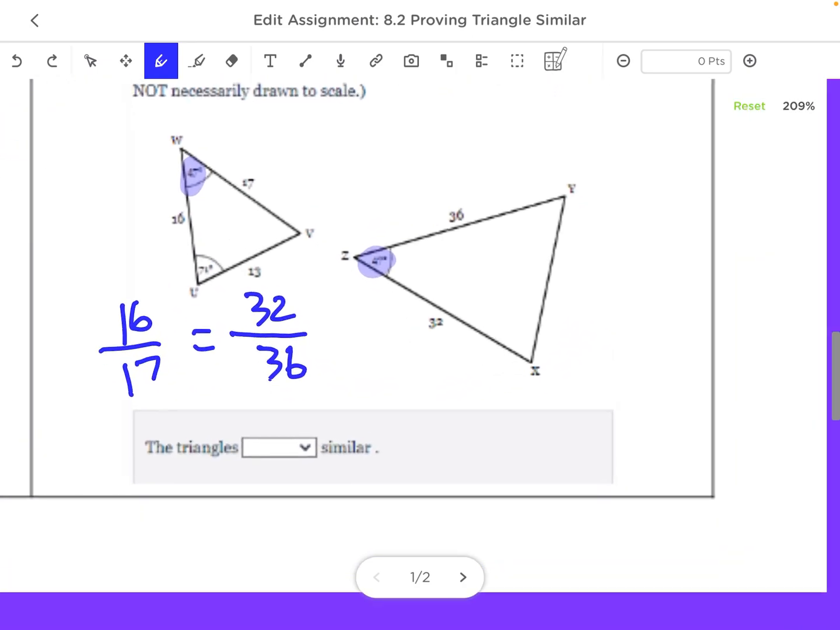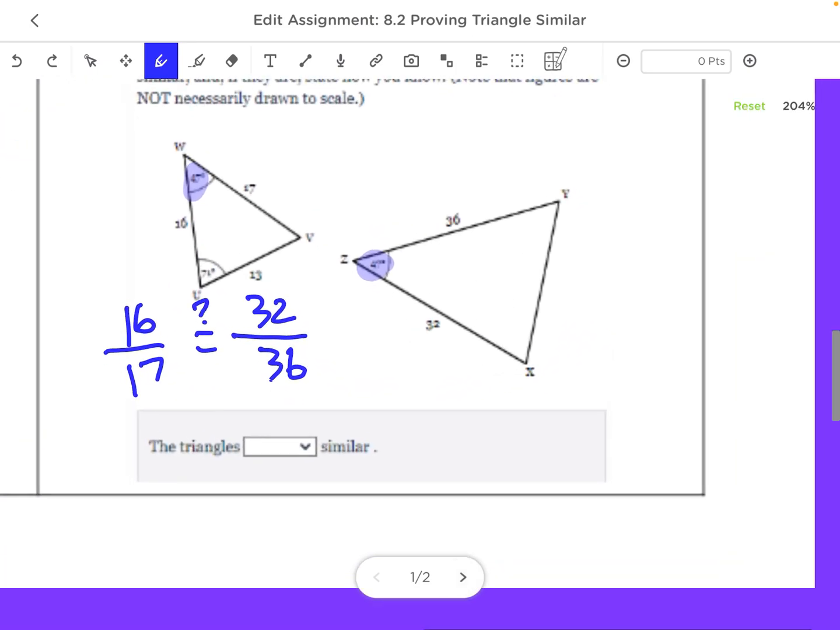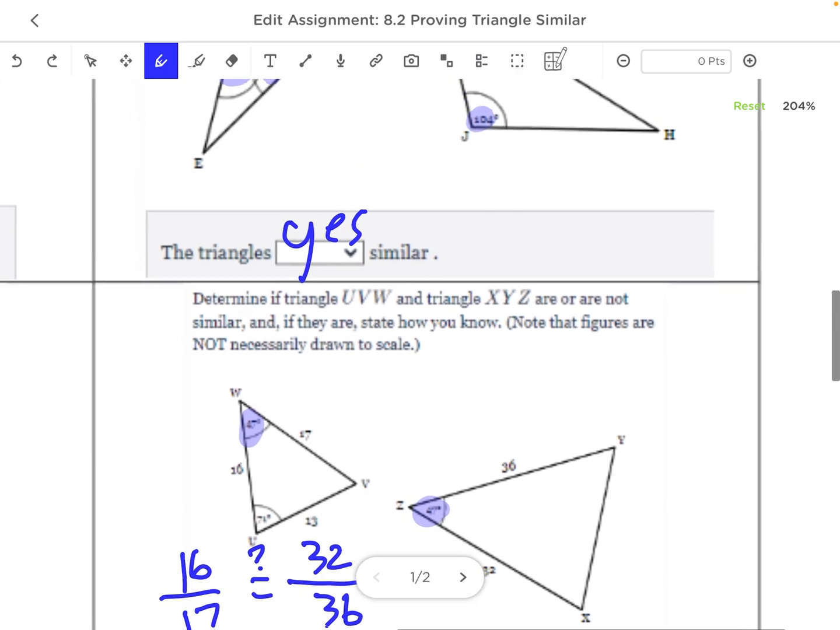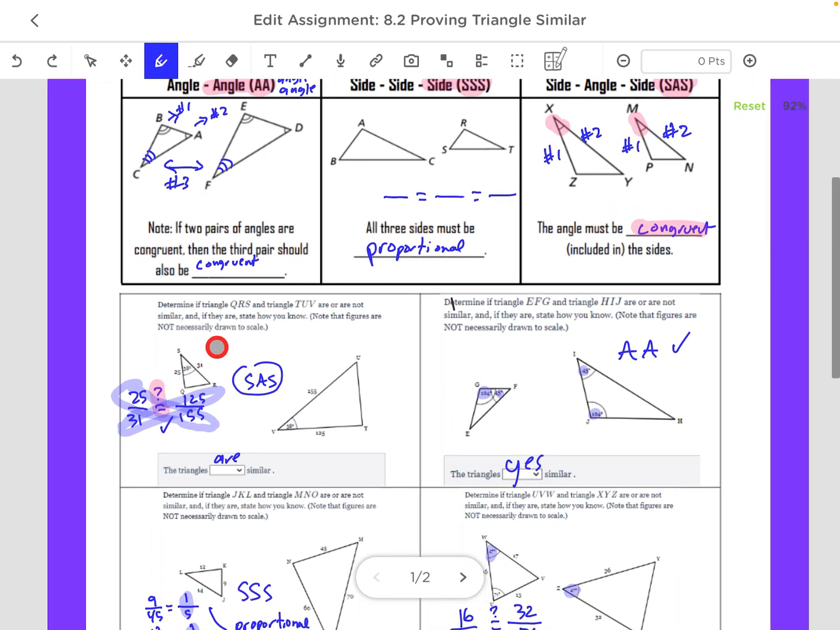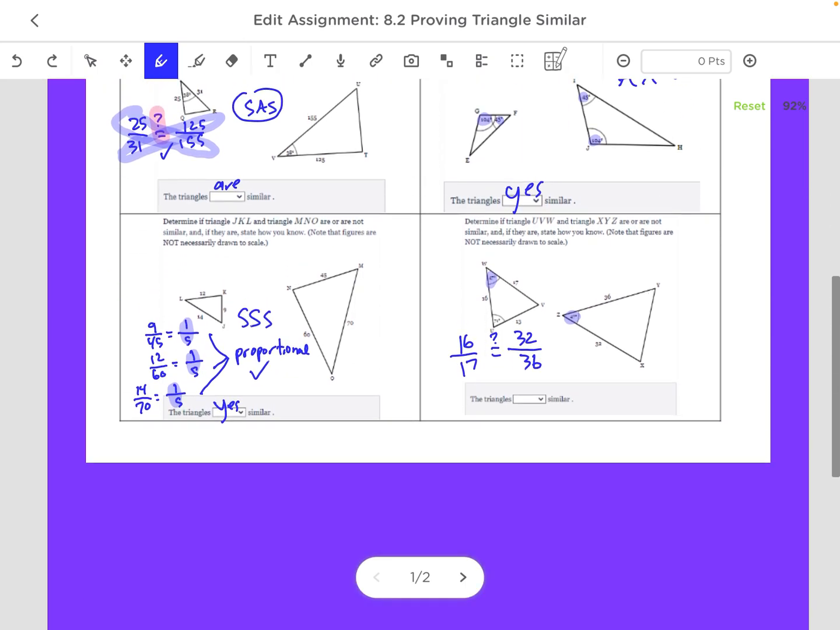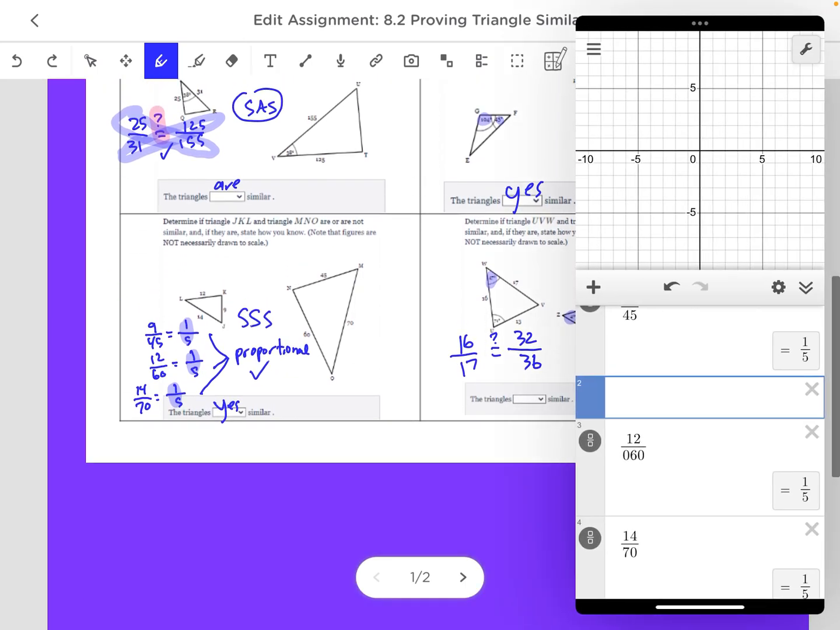Okay, so now we're asking ourselves, is this a true statement or not, right? We said if these are proportional, then we could say that it is side angle side, right? They have to be proportional, okay? So let's take a look. Type it into our calculator and find out, right? So let's get rid of all this stuff.